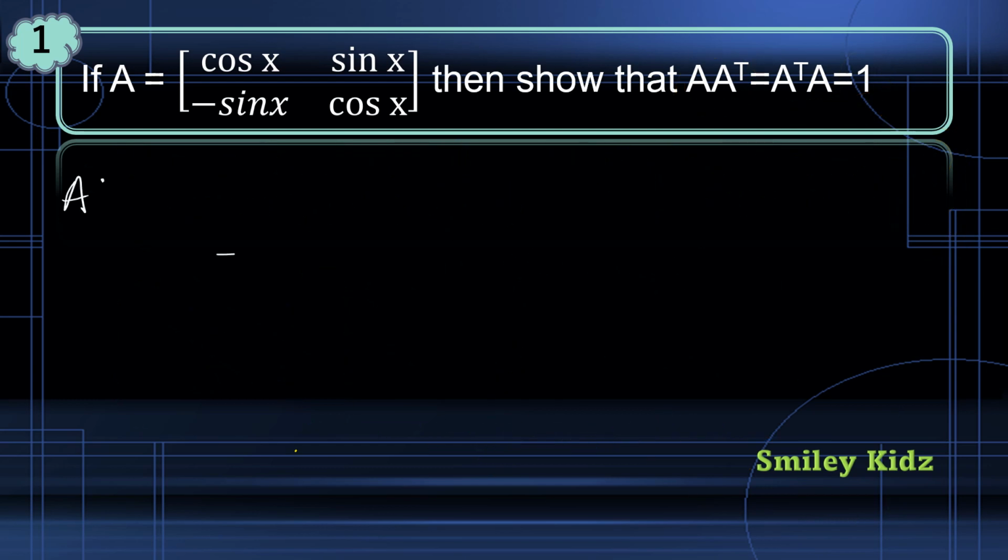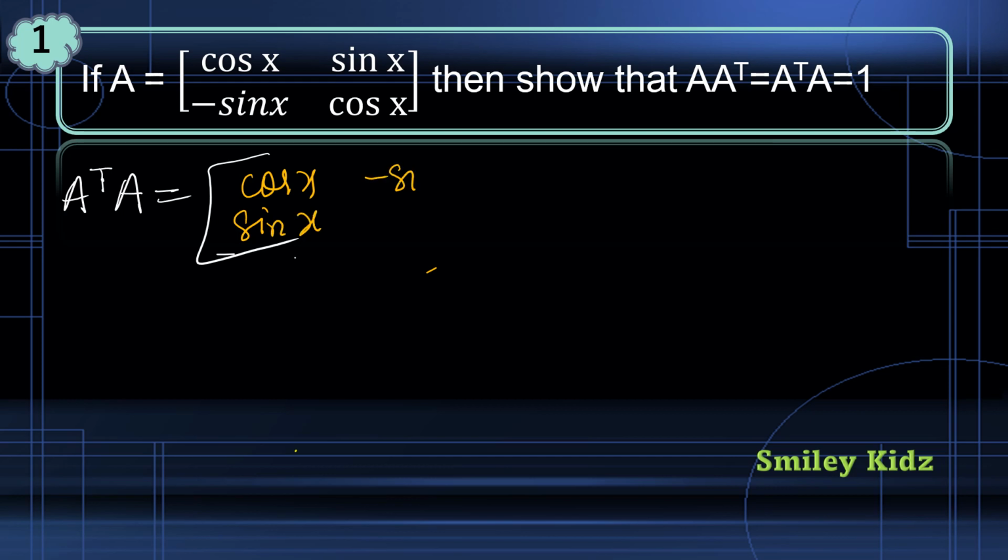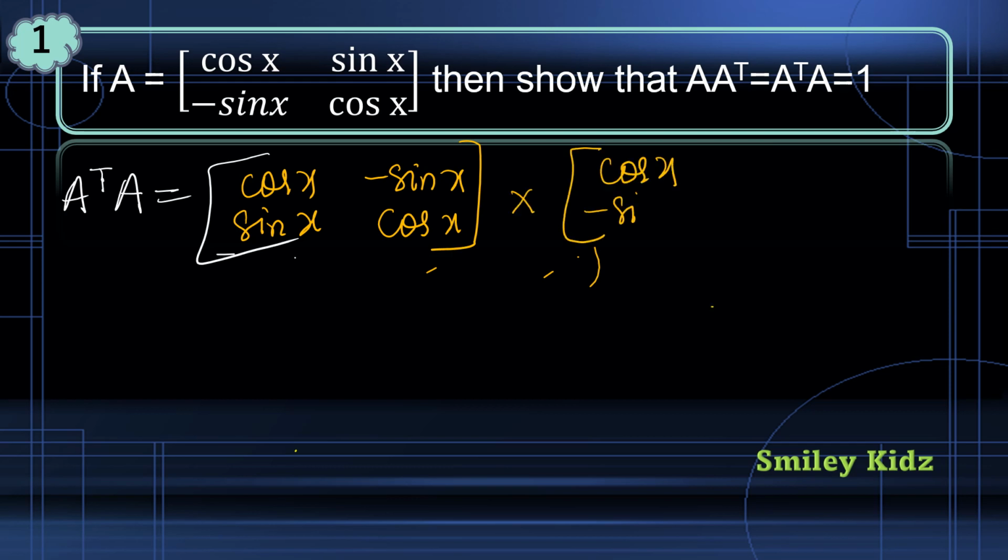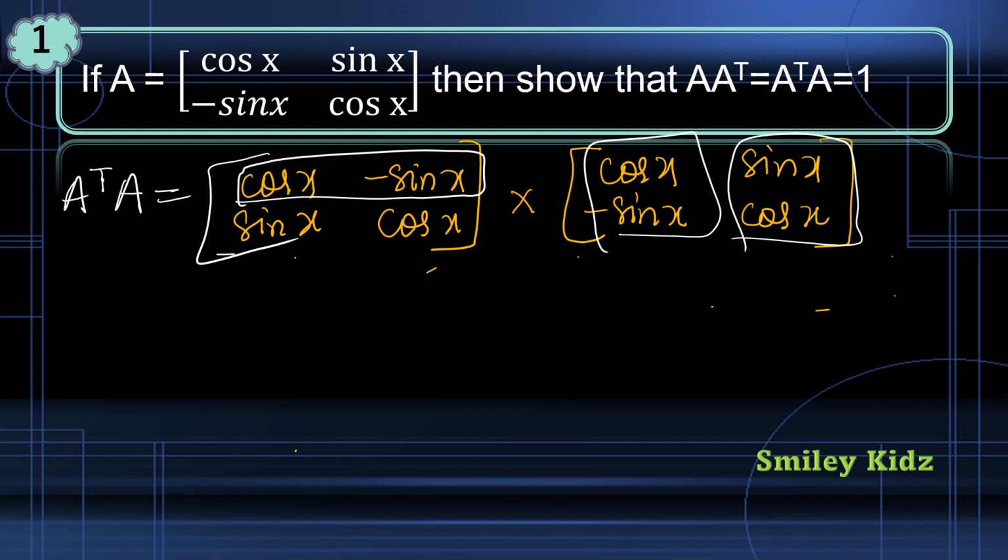So A transpose A is equal to, let's write down A transpose over here. It's gonna be [cos x, sin x; minus sin x, cos x] into [cos x, minus sin x; sin x, cos x]. Now let's simply multiply them. Take the first row. We have cos x, sin x with the two columns of the second matrix.